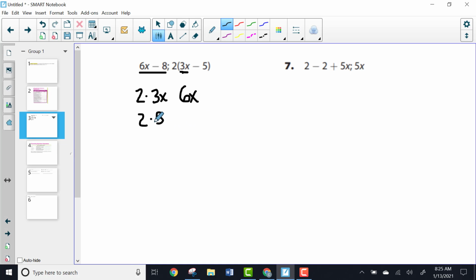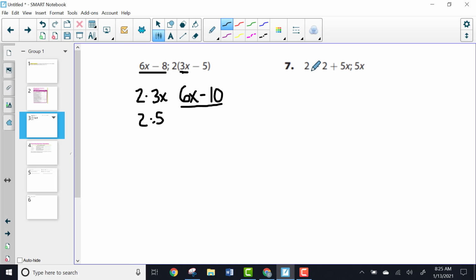And then 2 times really -5 here, keeping that symbol there. 2 times -5 is going to give me -10. Or you could even just say that the subtraction sign stays there. So I have 6x minus 10 and 6x minus 8. These would not be equivalent to each other. Not equivalent at all.